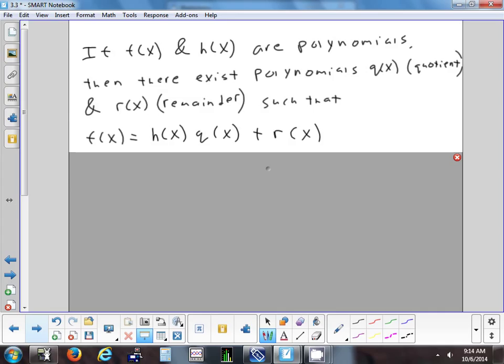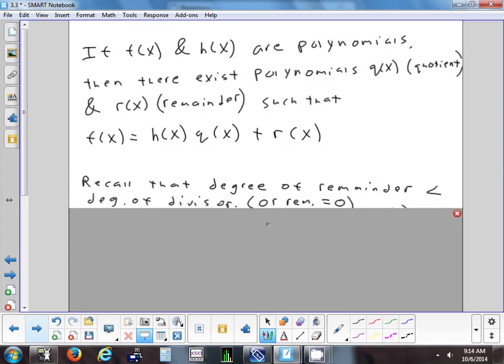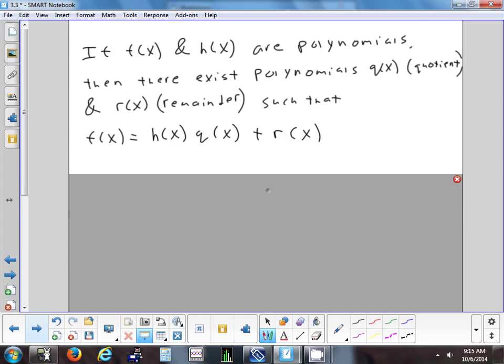So if we have two polynomials, which I'm going to call f of x and h of x, and they can be any polynomials you want, as long as you're not ever dividing by 0, then there always exist two other polynomials, q of x and r of x, which we call the quotient, that's q of x, and r of x is the remainder, such that this is true.